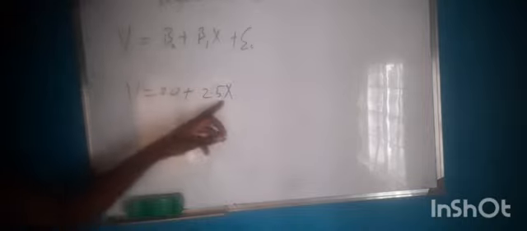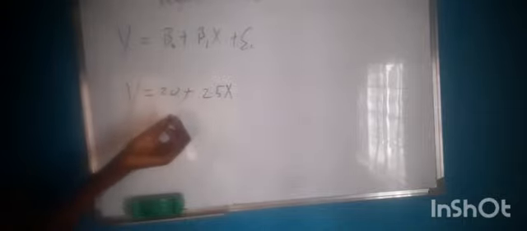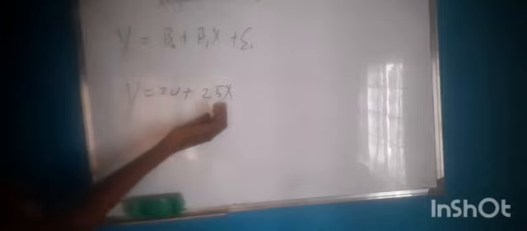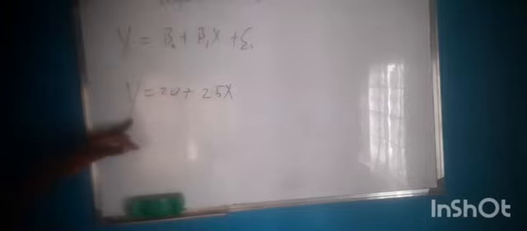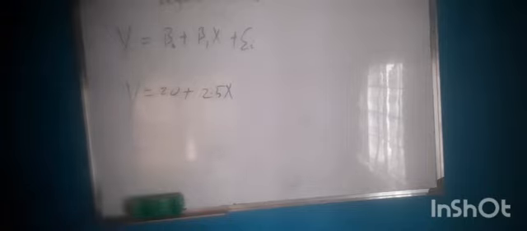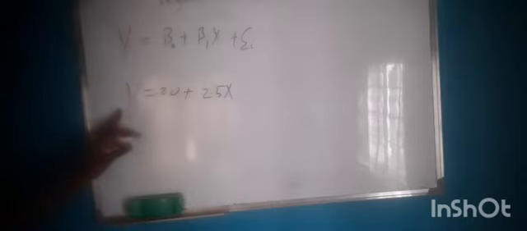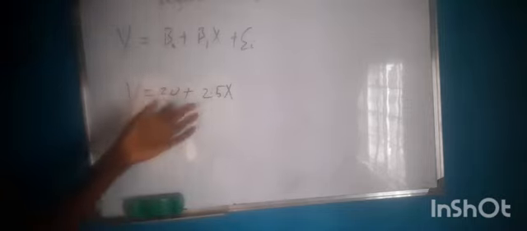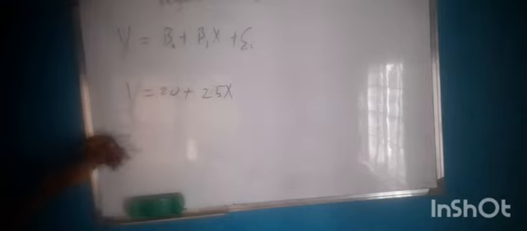Okay, now the beta 1 here, which is 2.5, means for any unit change in x, the dependent variable is being increased by 2.5. Okay, for any unit change in x, which is the study hour, the student performance will be increased by 2.5.